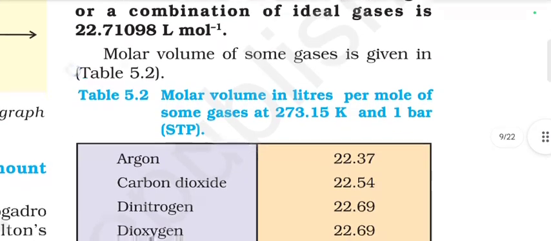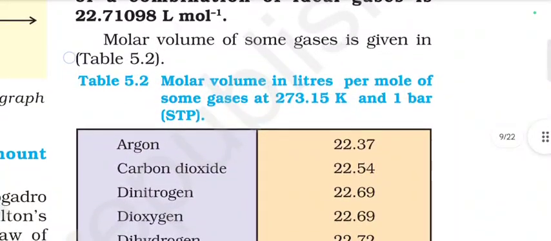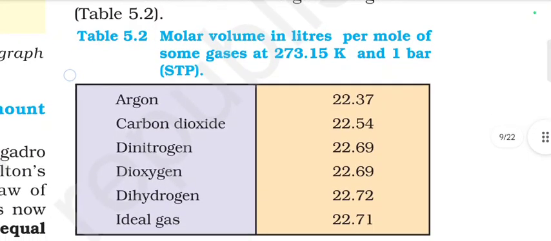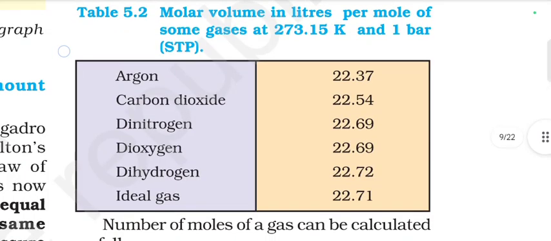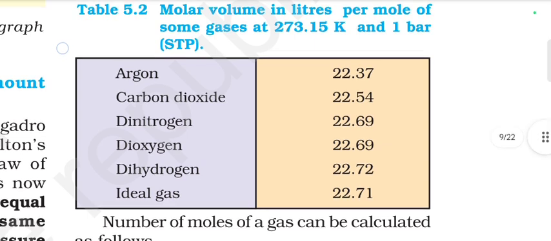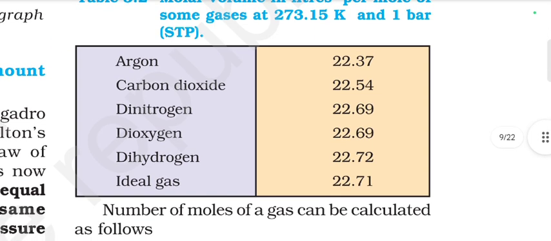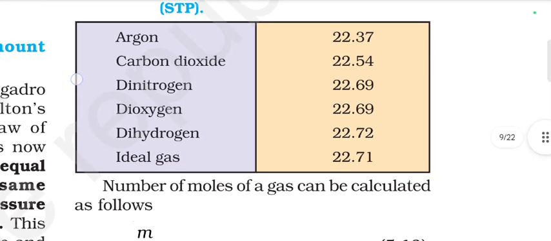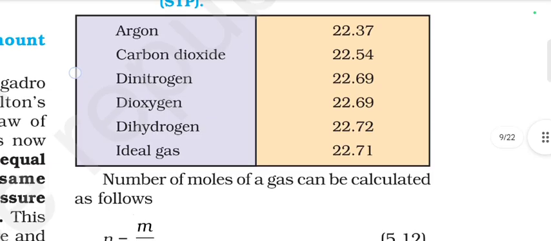Table 5.2, molar volume in liters per mole of some gases at 273.15 Kelvin and 1 bar, STP. Argon 22.37, carbon dioxide 22.54, dinitrogen 22.69, dioxygen 22.69, dihydrogen 22.72, ideal gas 22.71.